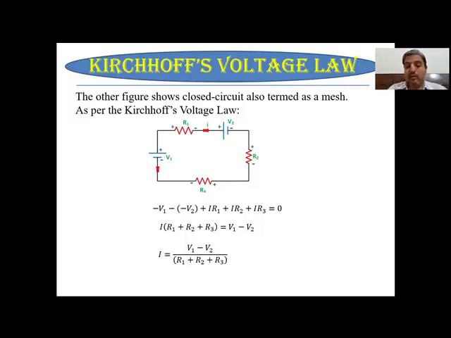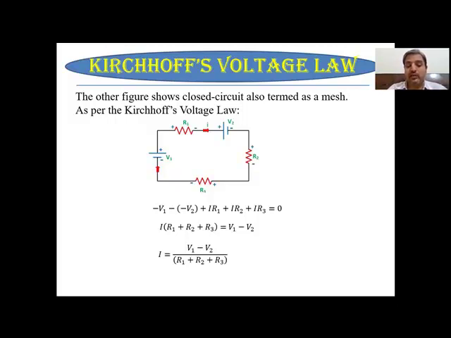So this will be modified as written in the second equation, that V1 minus V2 is equal to I into R1 plus R2 plus R3. So again we can find out the value of I, V1 minus V2 divided by R1 plus R2 plus R3. So suppose we will get a positive sign here, means V1 is greater than V2. So whatever current direction we have assumed, that is correct.